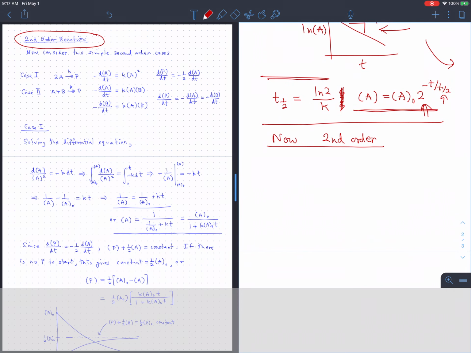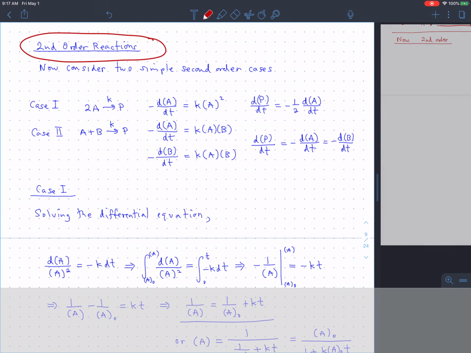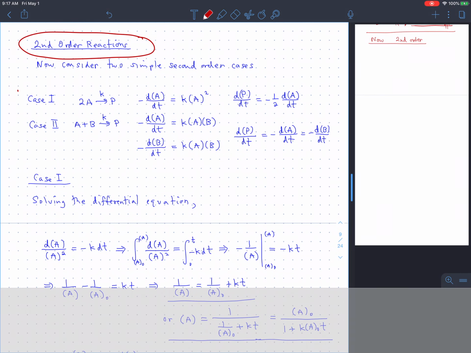Now we're going to do the second order case, which is really no more complicated than the first order case. Let's go through it. I'm going to switch over to the other side here briefly. So here's the second order case. There's really two subcases within it. Both of these elementary reactions are second order, right? This one has two A's colliding with each other. This one has two different molecules, A and B, colliding with each other, but they're both second order.